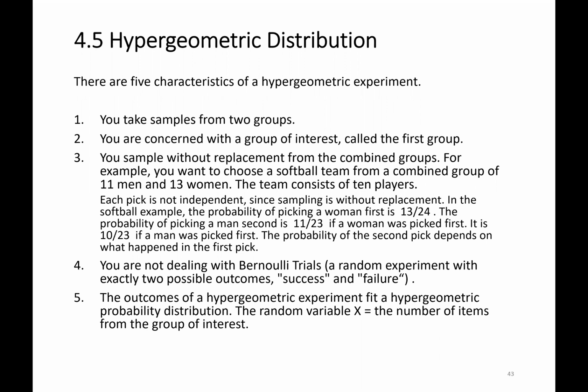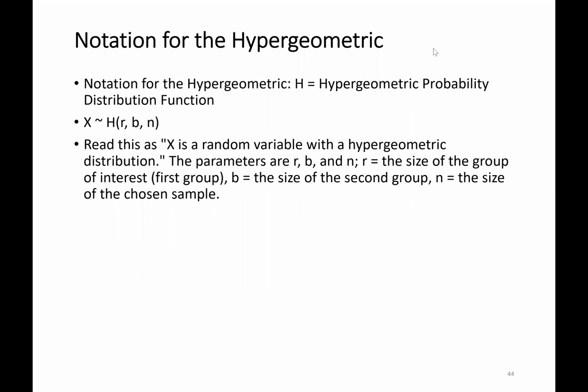And you're not dealing with Bernoulli trials. This is not a random experiment where you get a success or a failure. The outcomes of a hypergeometric experiment fit a hypergeometric probability distribution. The random variable X is the number of items from the group of interest. The notation for the hypergeometric distribution is capital H. So we say X is a random variable with a hypergeometric distribution. The parameters are called R, B, and N. R is the size of the group of interest, the first group. B is the size of the second group, and N is the size of the chosen sample.